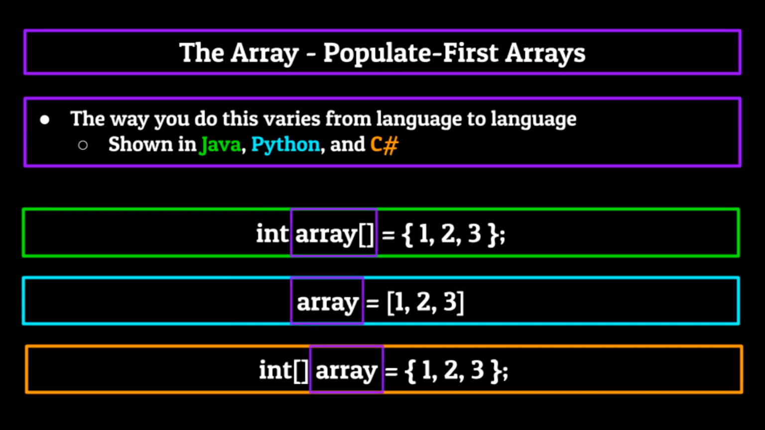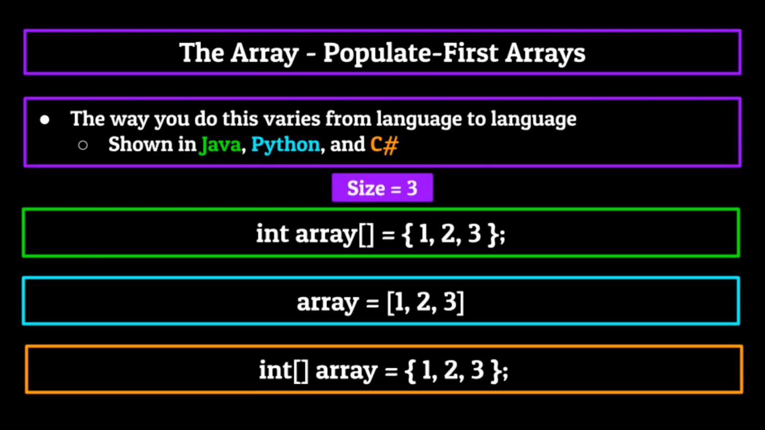Again, that is name of array set equal to list of comma-separated values encapsulated by brackets or braces. This also develops the size of the array for you automatically, so since we populate the array with the numbers 1, 2, and 3, the array would instinctively have a size of 3, as it now contains 3 integers.